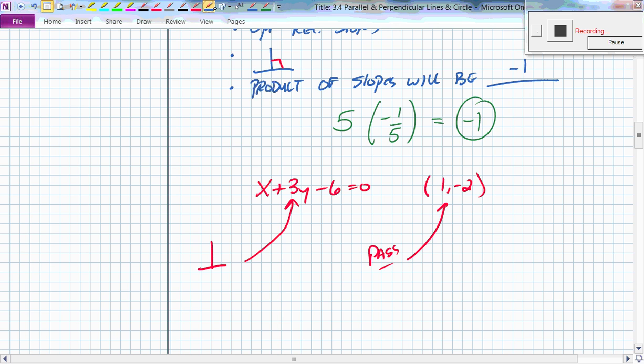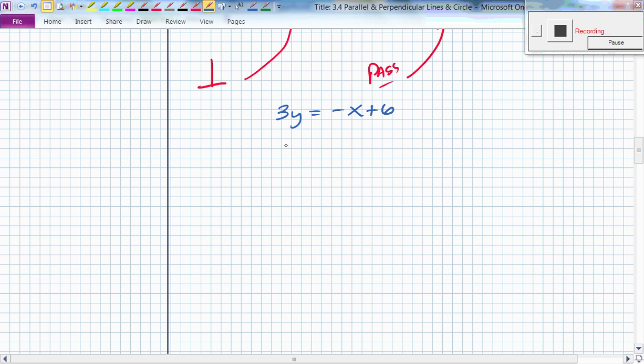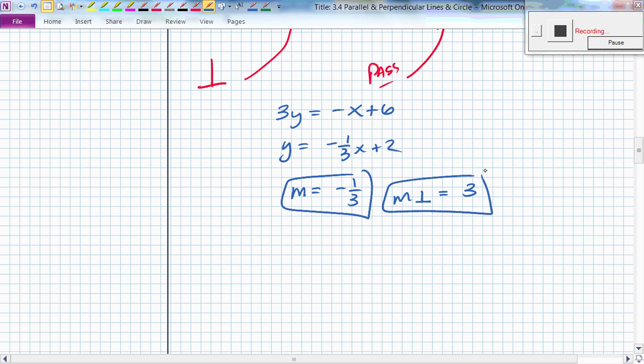All right, here we go. So how about this? We know 3y is equal to -x plus 6. That was your first step. So that means that y must be -1/3 x plus 2. Is that correct? So the slope of this line is -1/3. Is that true? Okay, what would be the slope perpendicular to that line? +3. Good.